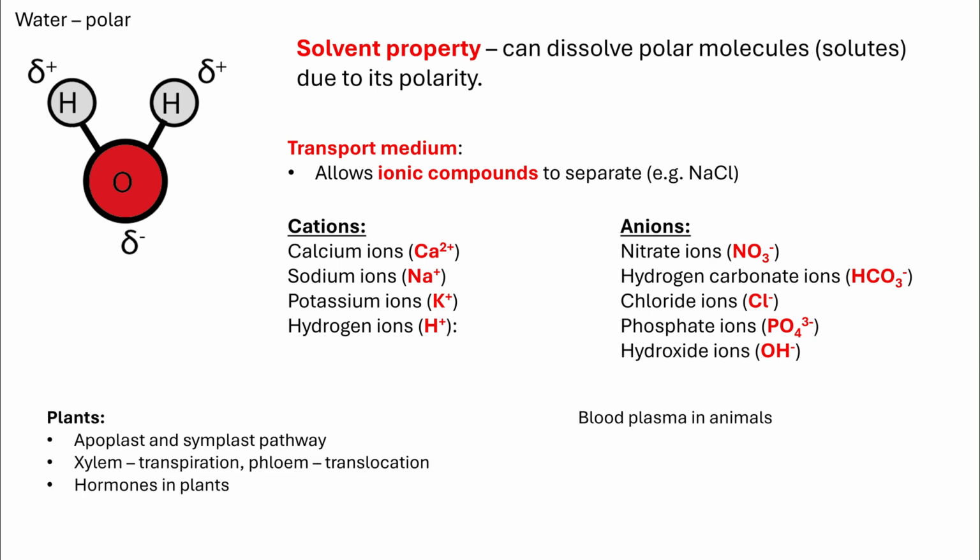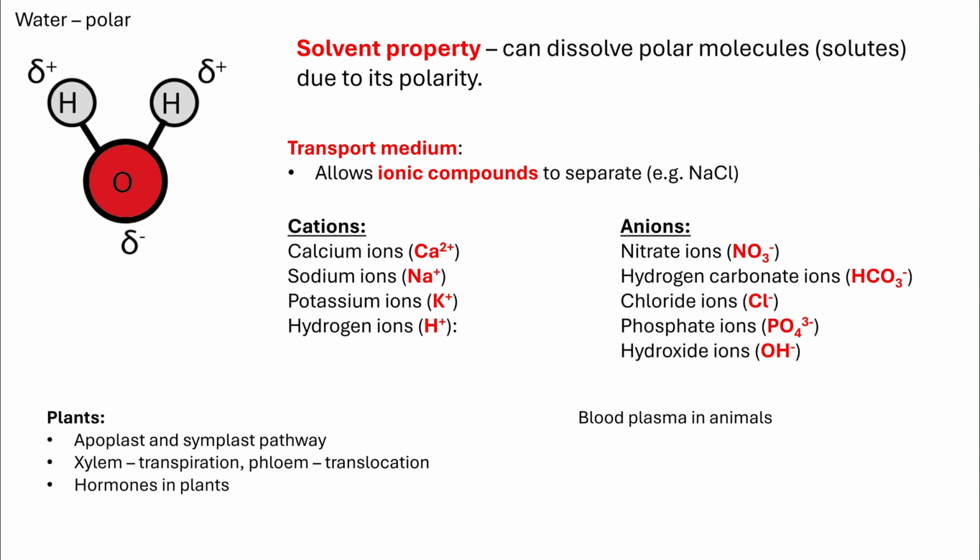Now if it's in plants, we're talking about potentially the apoplast pathway or the symplast pathway. Again, do check out my video on that. If we're talking about in the xylem, we're talking about transpirational stream. If we're talking about the phloem, we're talking about the translocation. And if we're talking about animal and plant responses, then we're talking about hormones.